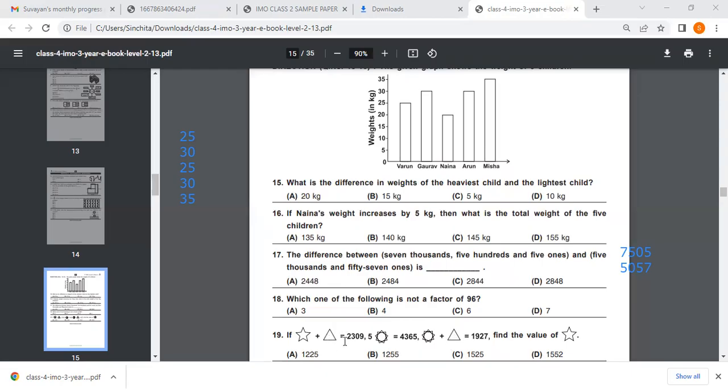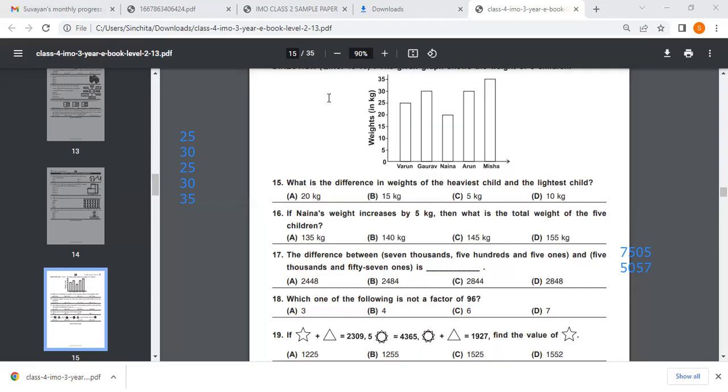In the similar way, if we use the value of triangle in this equation, we can get the value of star. Because we will again move the value of triangle from left hand side to right hand side, and the sign will become the opposite one, that is minus. So we can get the value of star in that. Is it clear, Roshni?